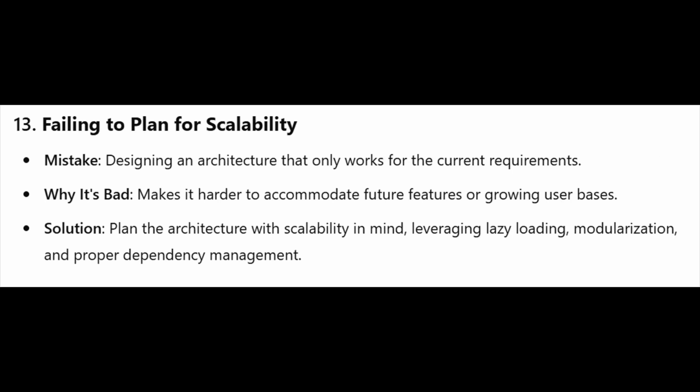13. Failing to plan for scalability. Mistake: designing an architecture that only works for the current requirements. Why it's bad? Makes it harder to accommodate future features or growing user bases. Solution: plan the architecture with scalability in mind, leveraging lazy loading, modularization, and proper dependency management.